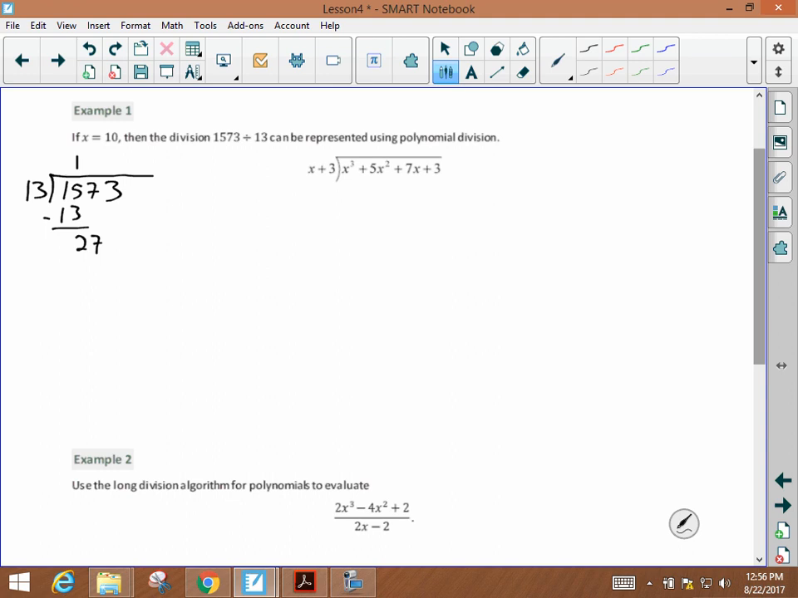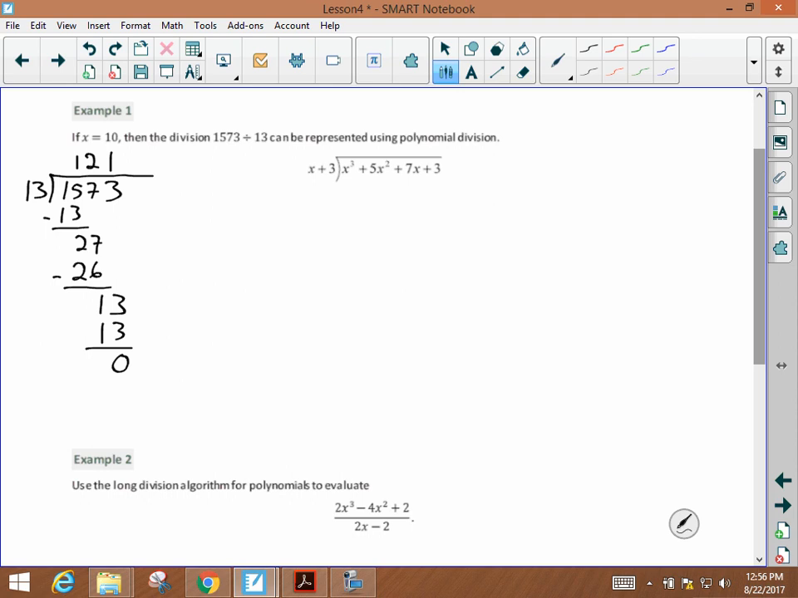All right? How many times does 13 go into 27? It goes in there twice, right? And then I go 2 times 13 is 26. And I subtract, and I get a 1 there. I drop down the 3. And how many times does 13 go into 13? 1 time. Right? 1 times 13 is 13, so there is a 0 remainder. So, 1,573 divided by 13 is exactly 121.